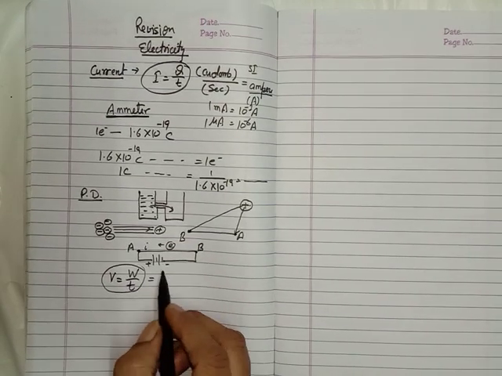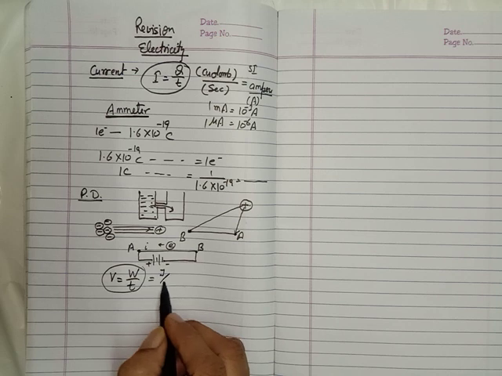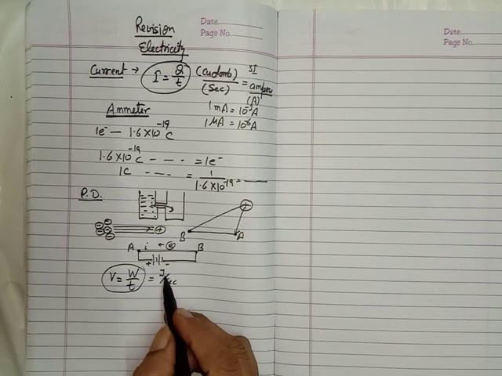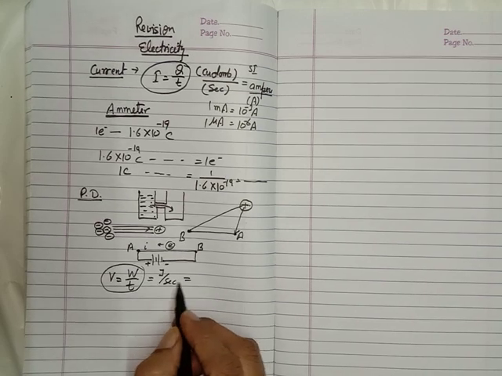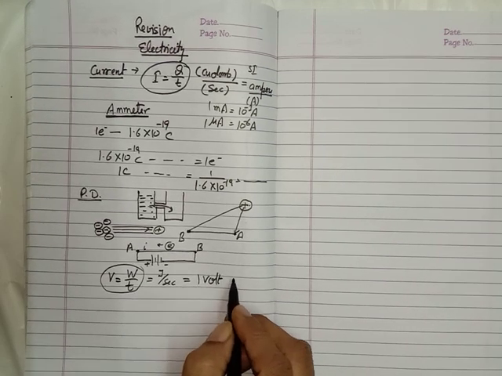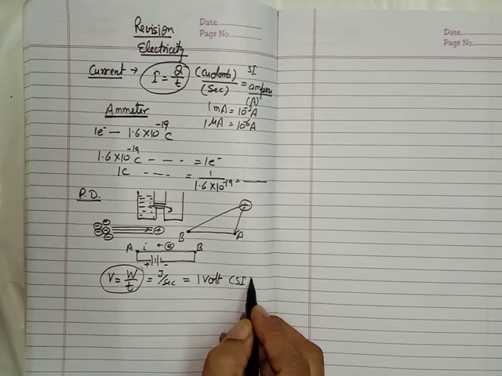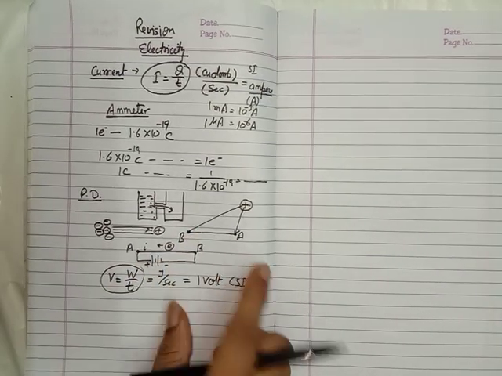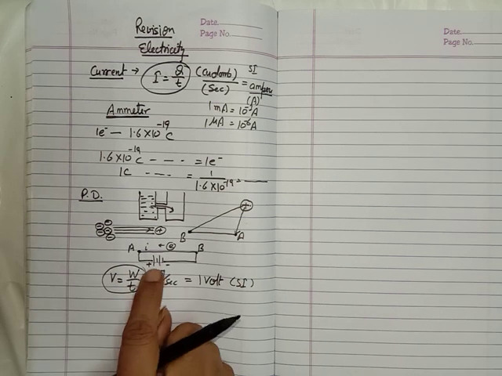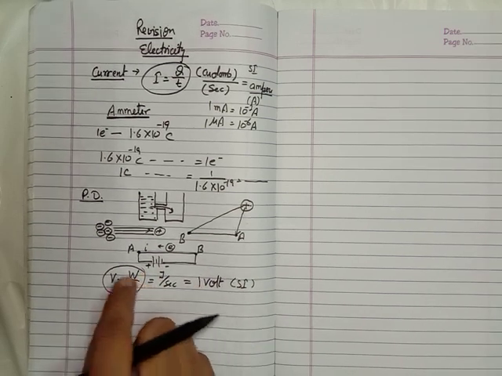Work done has the unit joule and the time has the unit second. So we can say the SI unit of the potential difference is joule per second, or we can say 1 joule per second is 1 volt. So this is the SI unit of potential difference. Potential difference means we are creating some differences in the charges so that current can flow.